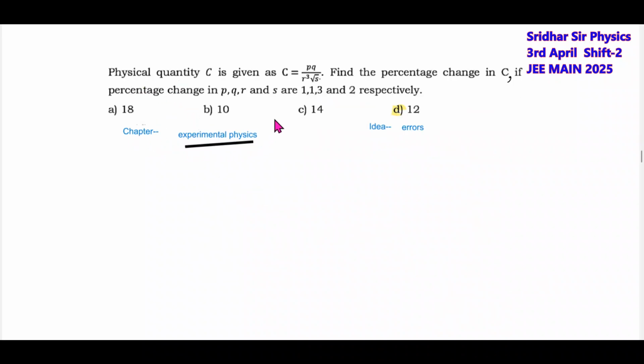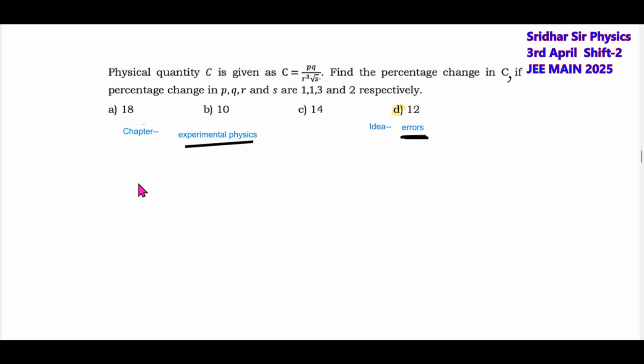This chapter is based on experimental physics: errors. Physical quantity C is given as C equal to P by Q R cube to the root S. Find the percentage change in C, if the percentage changes in P, Q, R and S are 1, 1, 3 and 2.